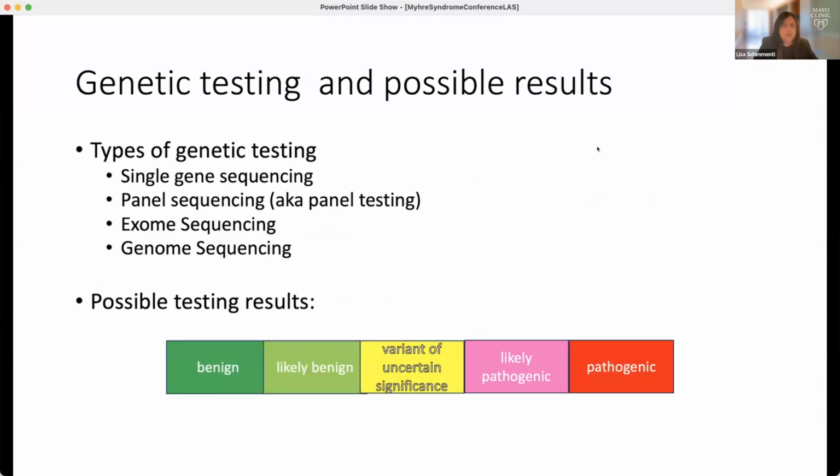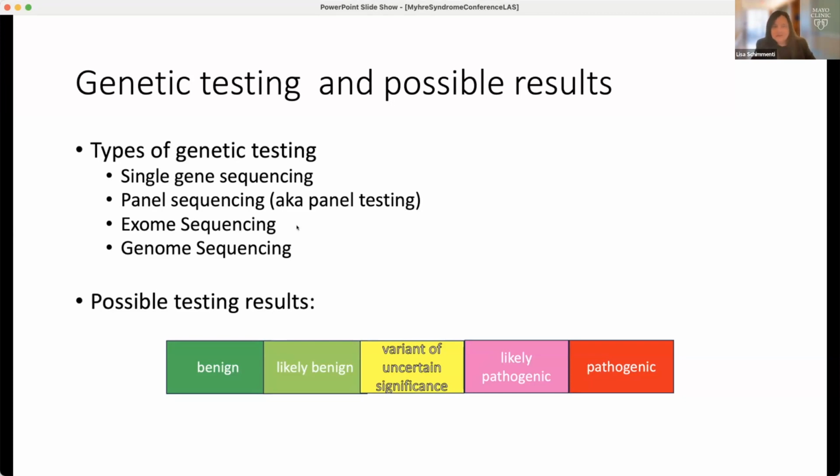And so when we get our genetic testing reports back, we can find different things. And let me just talk about some different types of genetic testing. The first is single gene sequencing. That means that the physician that was evaluating you or your child said, I think this person has Myhre syndrome. I am just going to sequence one gene, and that's SMAD4. We could also do panel sequencing where there's a panel of genes that are associated with heart disease, and there are usually a couple of hundred genes here.